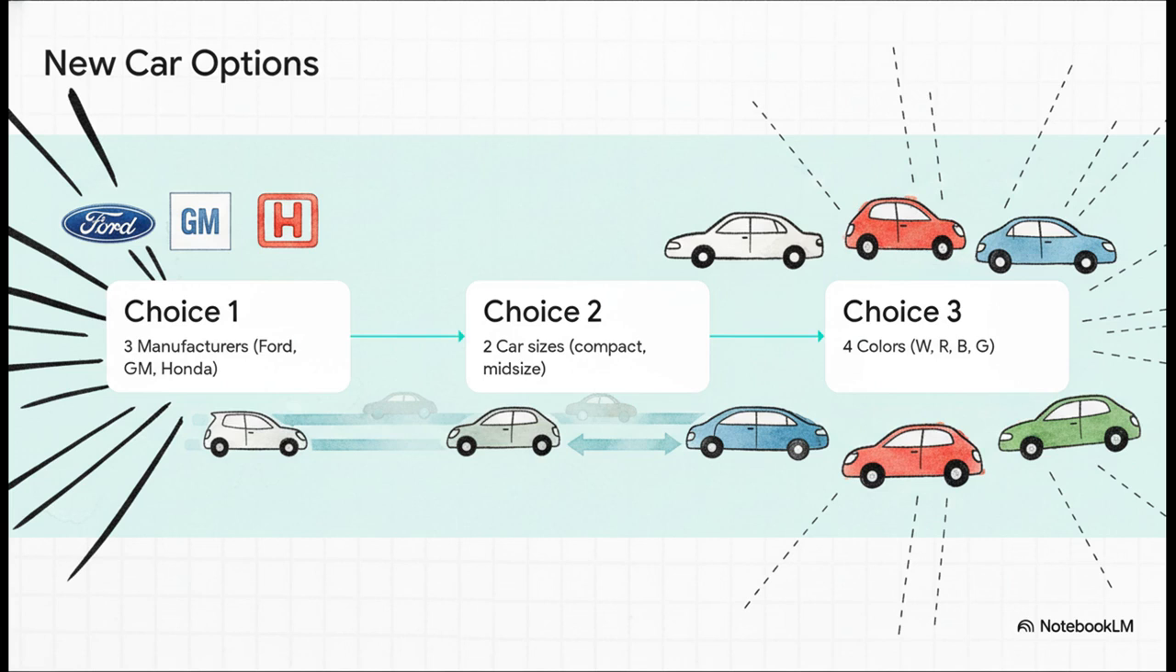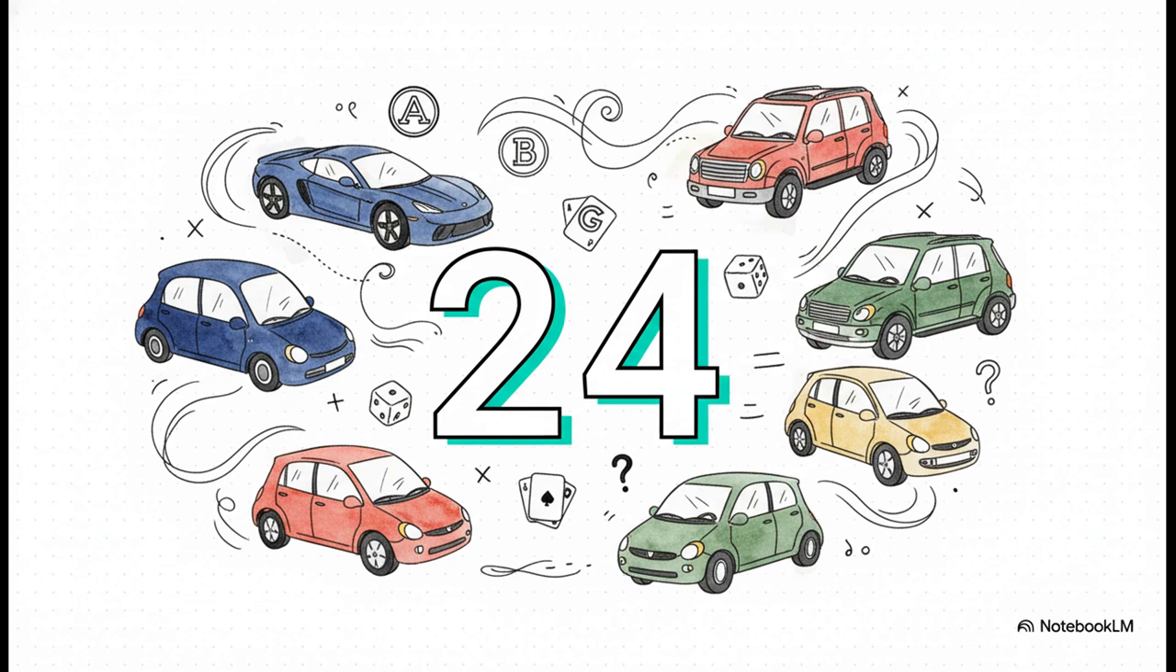Then, for each of those, you can choose between 2 car sizes. And finally, you select one of 4 colors. So, how many different cars are possible? Using the fundamental counting principle, we just multiply the options. 3 manufacturers times 2 car sizes times 4 colors, which gives us a grand total of 24 unique combinations. Way faster than trying to draw that tree diagram.